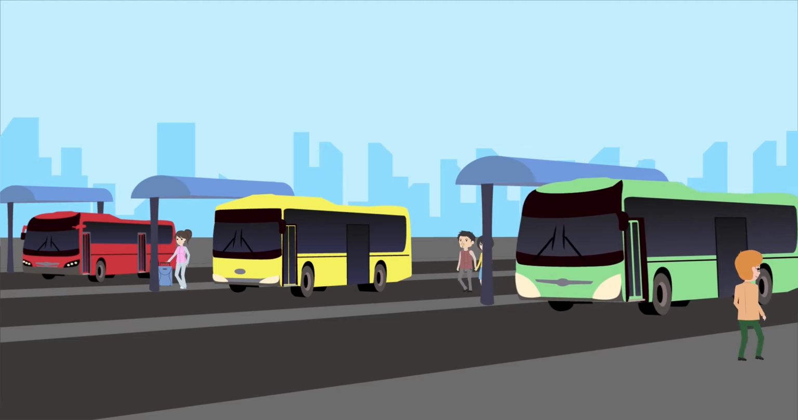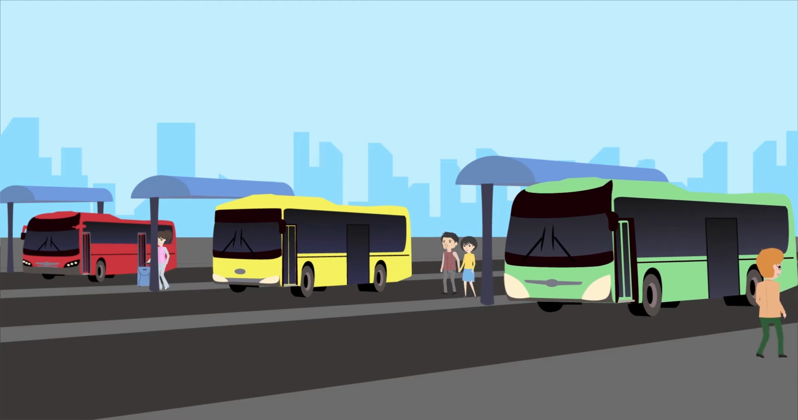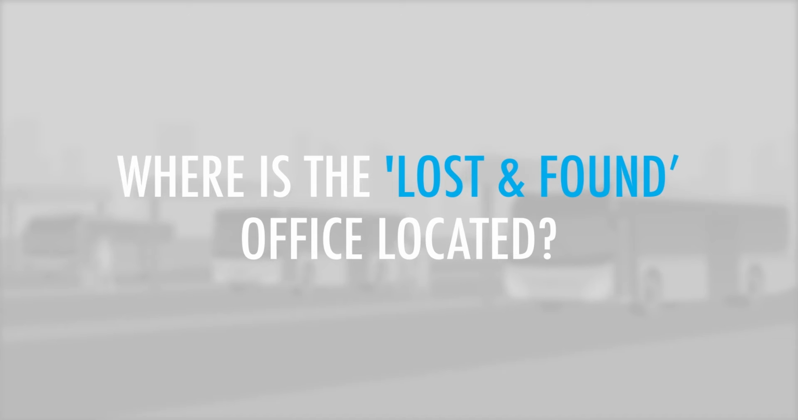You've lost your wallet while riding on a bus. Hoping to get your wallet back, you go to look at a city map to try and locate the lost and found office of the bus company. Where is the lost and found office located?